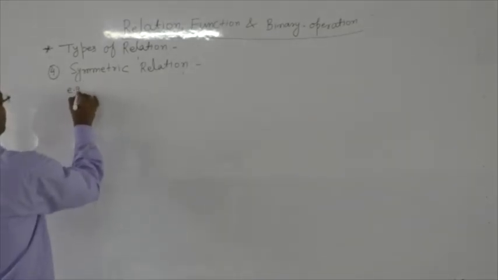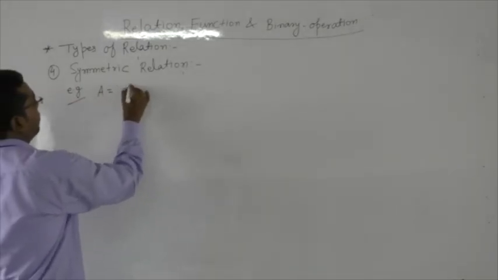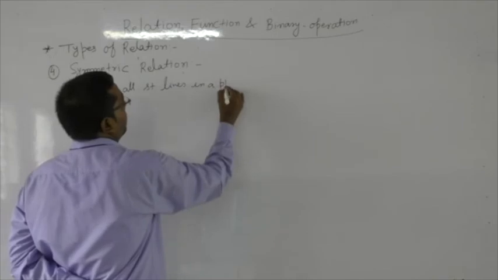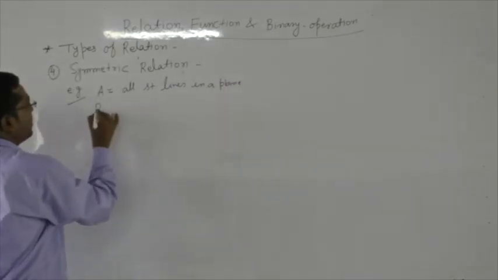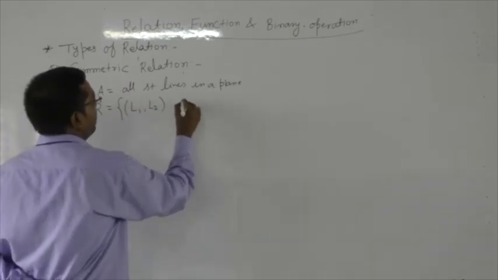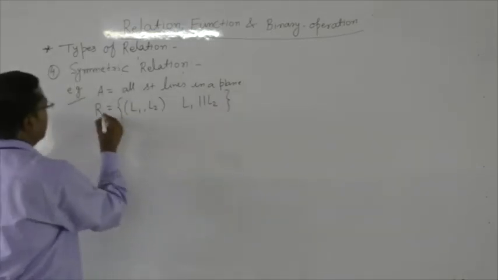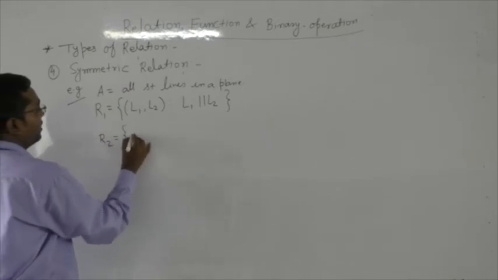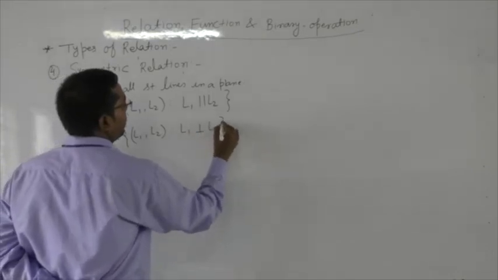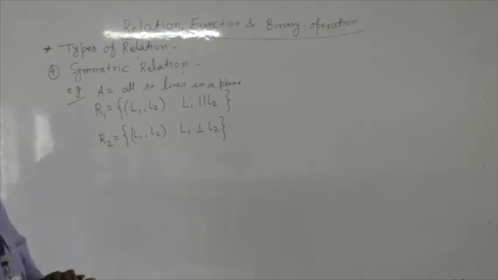Let's see the next example. Suppose set A is all straight lines in a given plane, and the relation I am defining on the two straight lines L1 and L2 is: L1 is parallel to L2. And the second relation I am defining is: L1 is perpendicular to L2. We have to check whether these relations are symmetric or not.